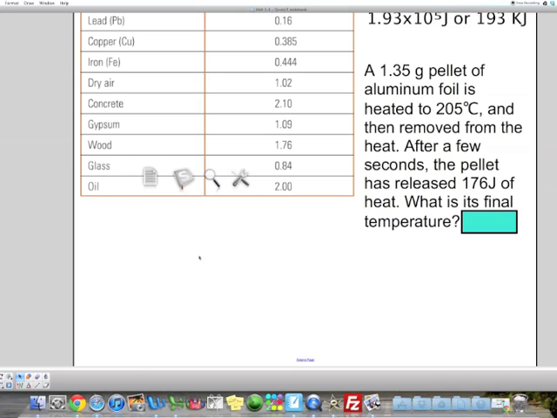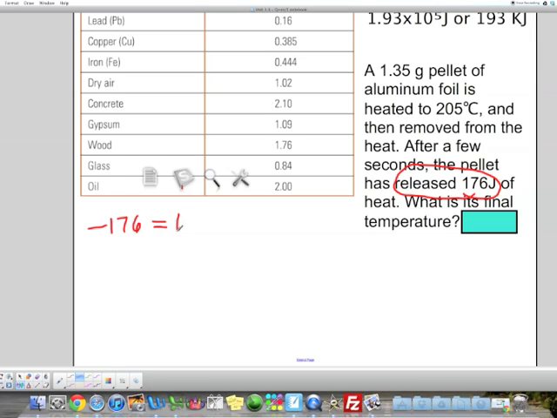So again, if I go and get a pen and I show you what the equation would look like, now in this case, they're giving me Q. They're giving me 176 joules. That's the amount of heat released over here. It says it, heat released. Now in this case, because it's released, it will be negative. And you'll see how this impacts your calculation.